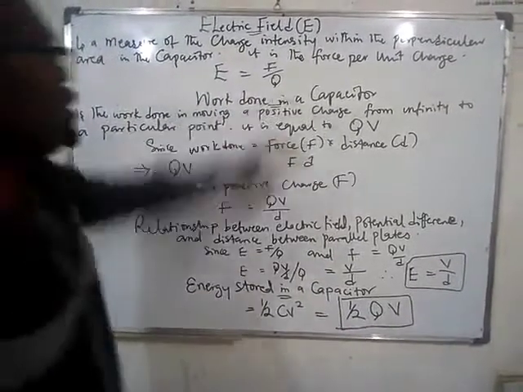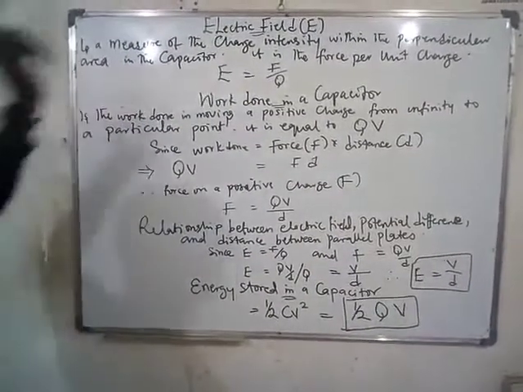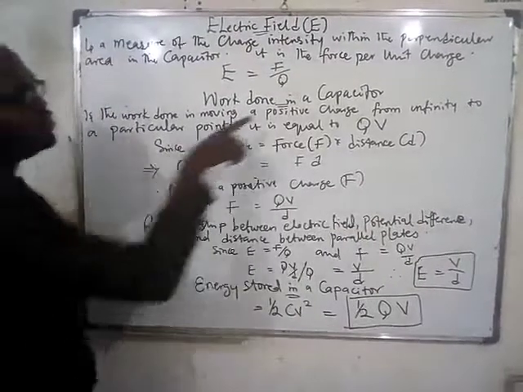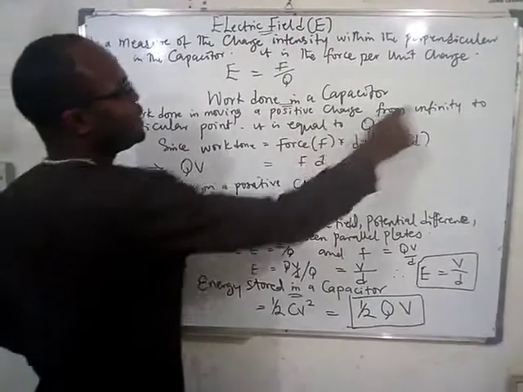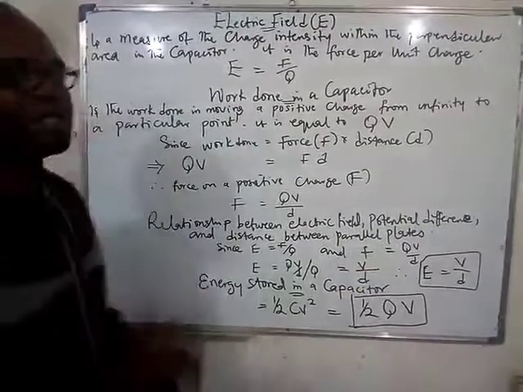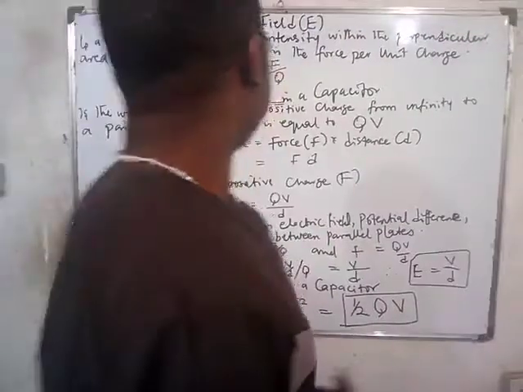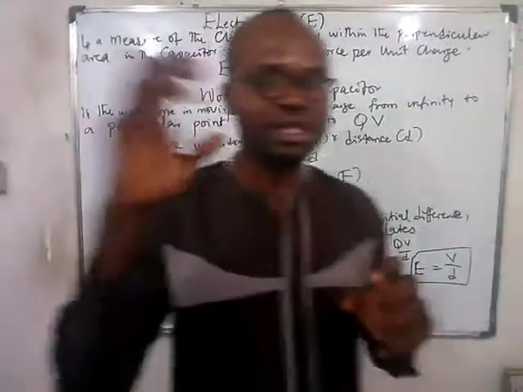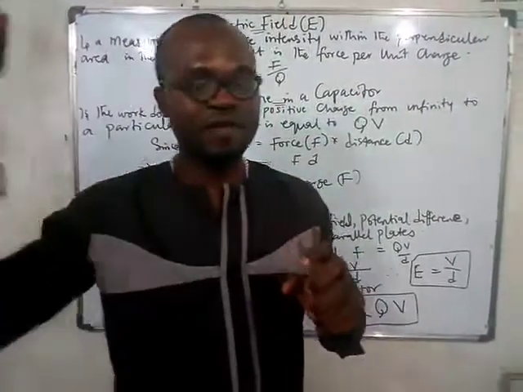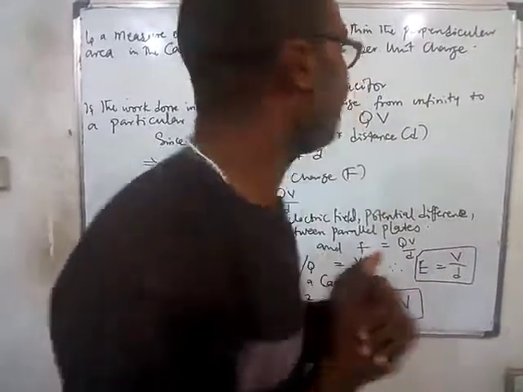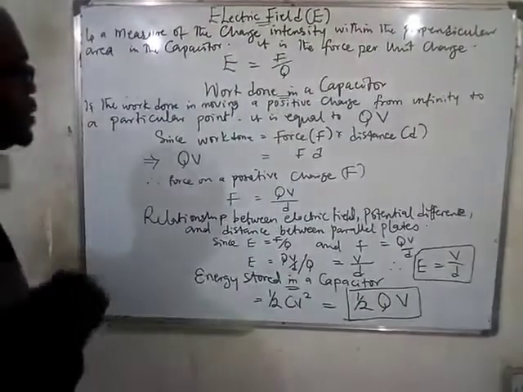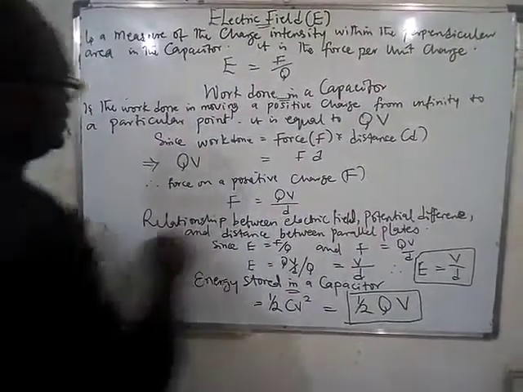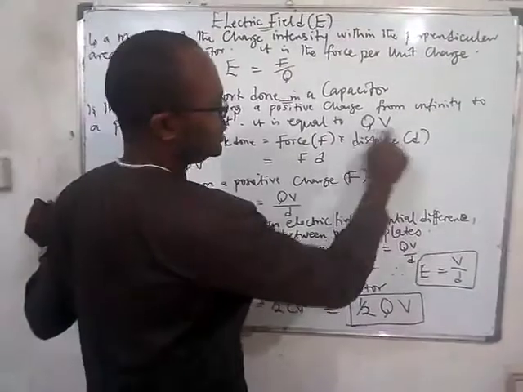And the work done in a capacitor is simply the work done in moving a positive charge from infinity to a particular point in the capacitor. That work done in moving a positive charge from infinity to a particular point in a capacitor is known as the work done in a capacitor, and it is represented with this relation.